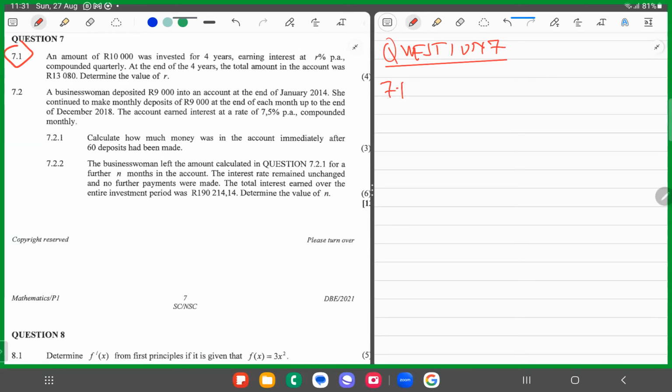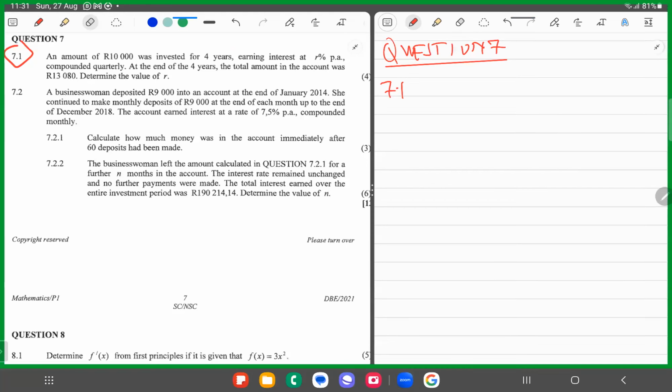Looking at 7.1. An amount of 10,000 was invested for 4 years, earning interest of R% per annum compounded quarterly. At the end of 4 years, the total amount in the account was 13,080. Determine the value of R.